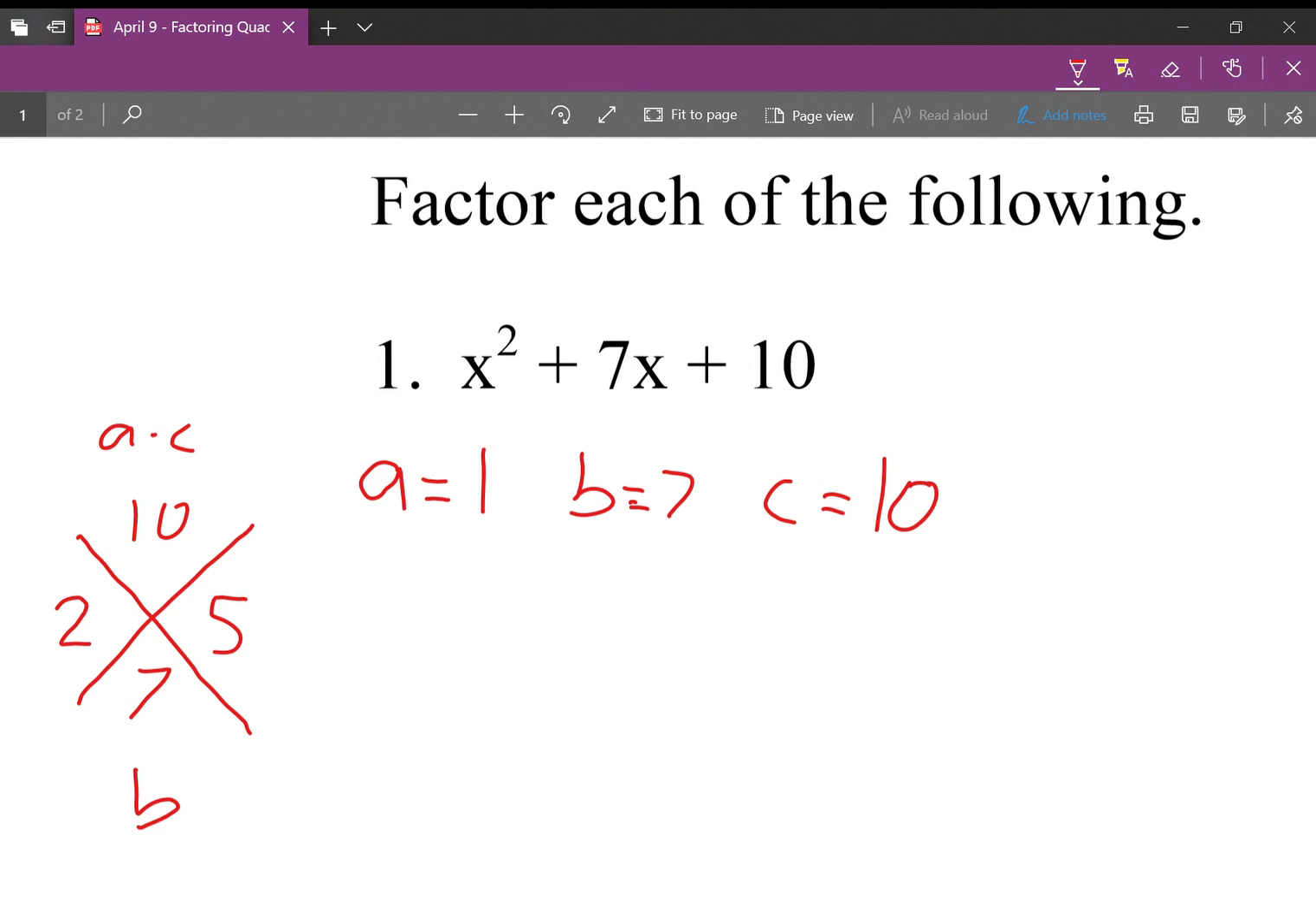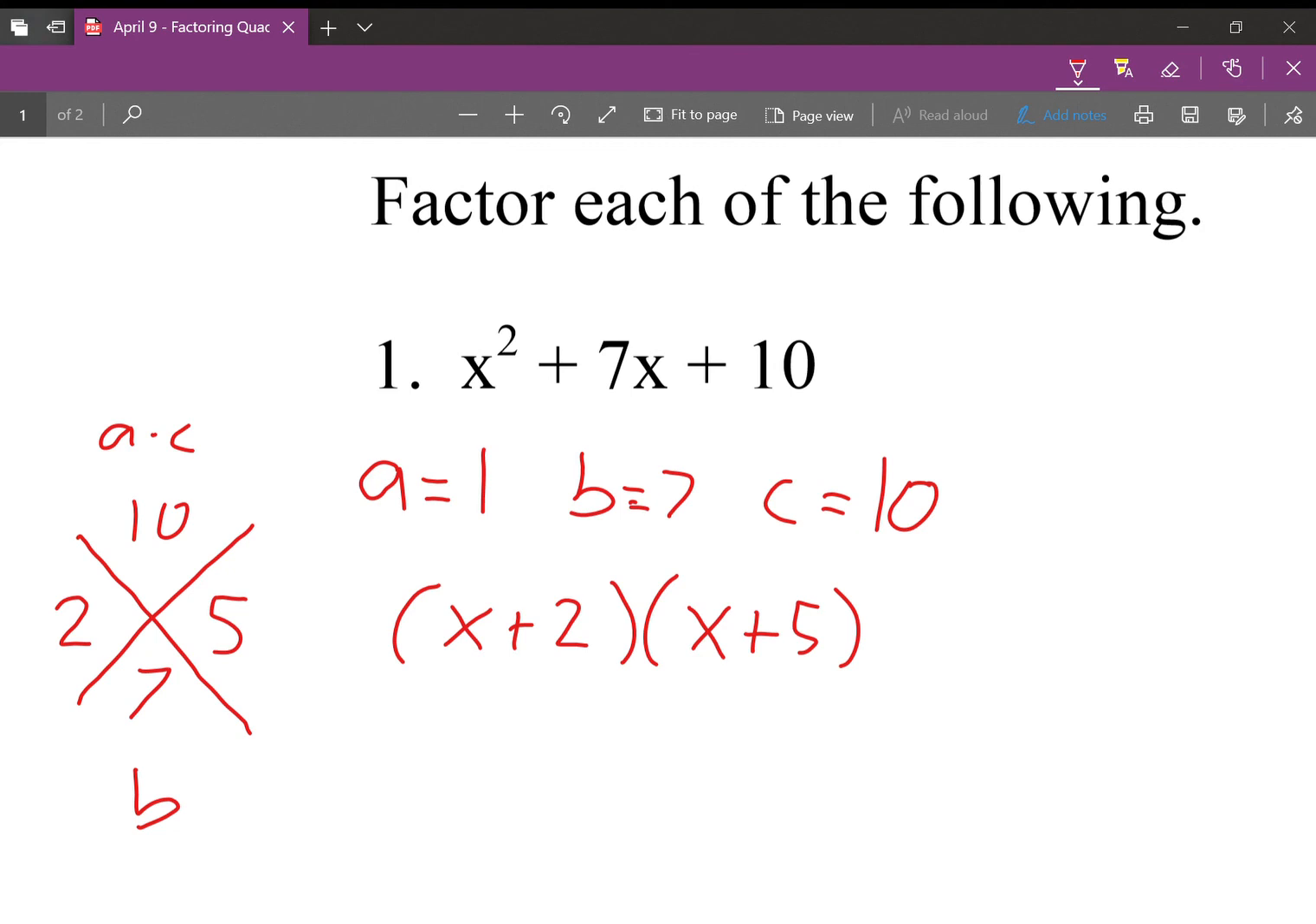Now, if all I'm doing is factoring, well, I'm ready to factor. Becomes x plus 2, x plus 5. And that's it. That is factored. So that's how you're going to do problems 2, 3, and 4 as well.